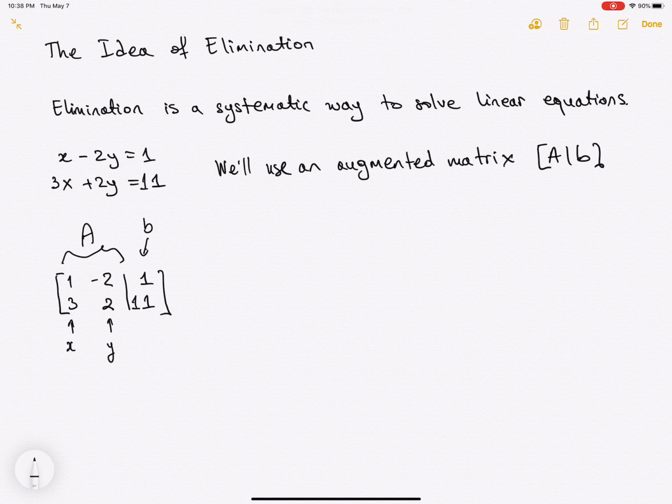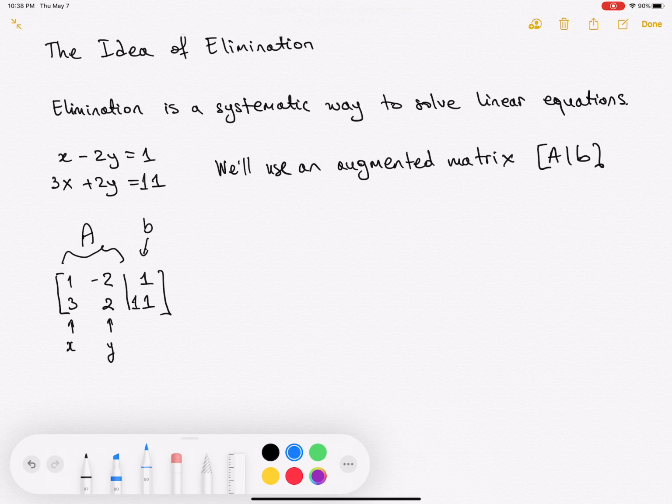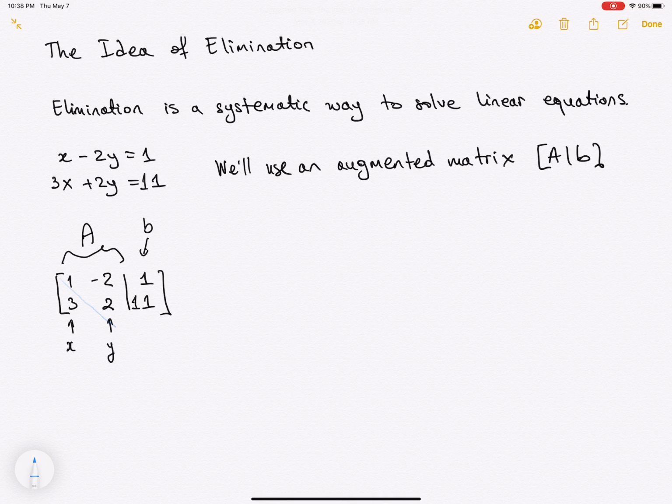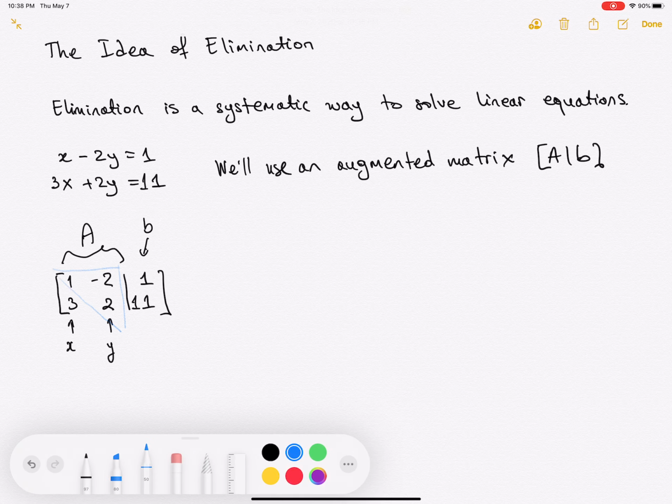What is the idea of elimination? The idea of elimination is to produce an upper triangular system so that the non-zero things are within the triangle and everything under the triangle or outside of the triangle is 0. How do we get that?